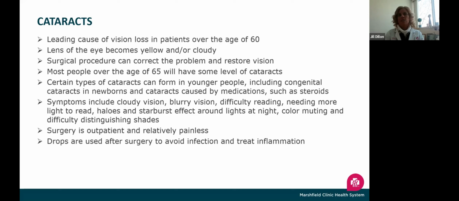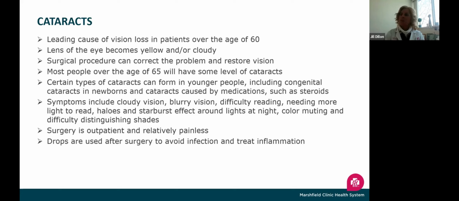Now, I kind of liken it to if you take a newspaper, a clipping of a newspaper that you stick in your closet for 20, 30 years. It becomes yellow over time. The lens of the eye does the exact same thing. But again, like I said, a surgical procedure can correct that problem and restore the vision. Now, most people over the age of 65 are going to have some level of cataracts, so we expect that to happen, but not necessarily will you need surgery.